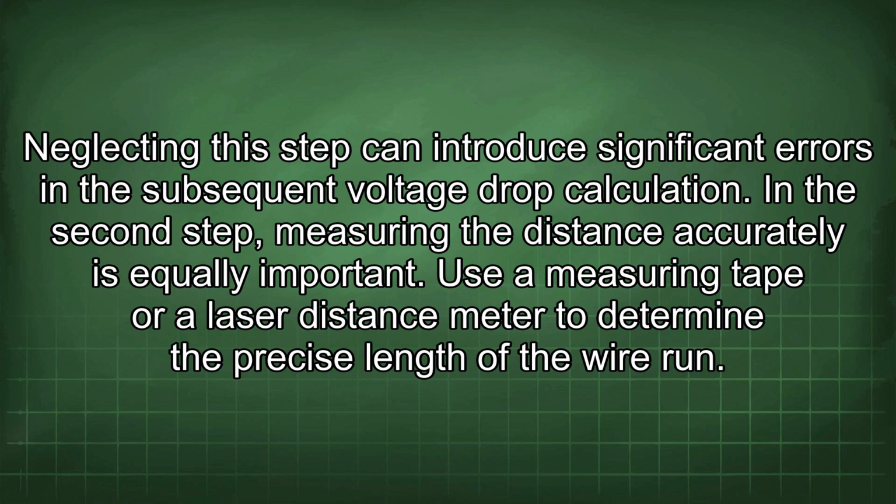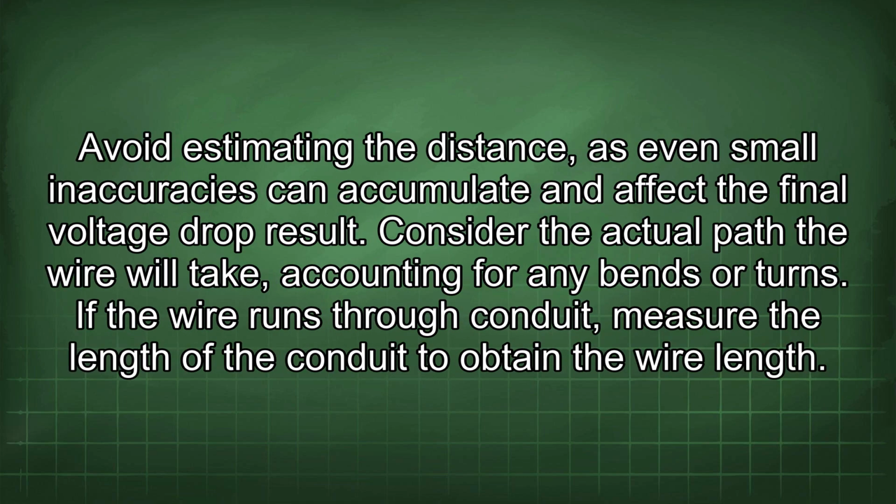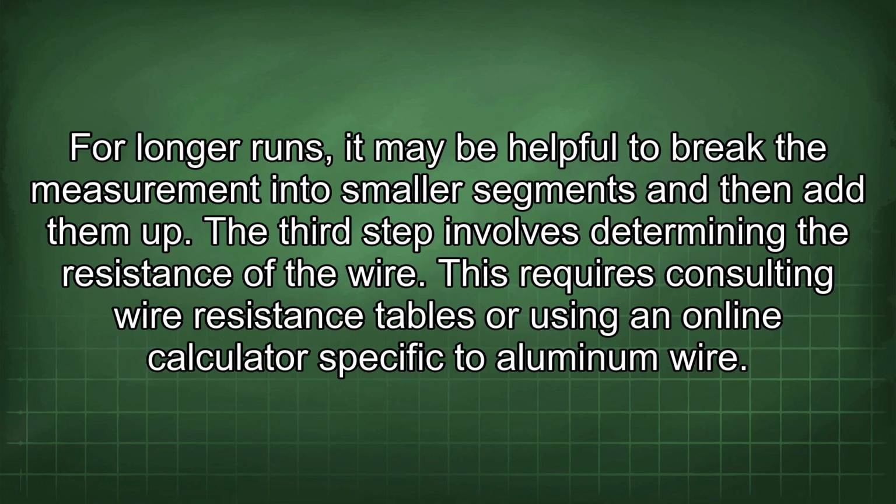In the second step, measuring the distance accurately is equally important. Use a measuring tape or a laser distance meter to determine the precise length of the wire run. Avoid estimating the distance, as even small inaccuracies can accumulate and affect the final voltage drop result. Consider the actual path the wire will take, accounting for any bends or turns. If the wire runs through conduit, measure the length of the conduit to obtain the wire length. For longer runs, it may be helpful to break the measurement into smaller segments and then add them up.